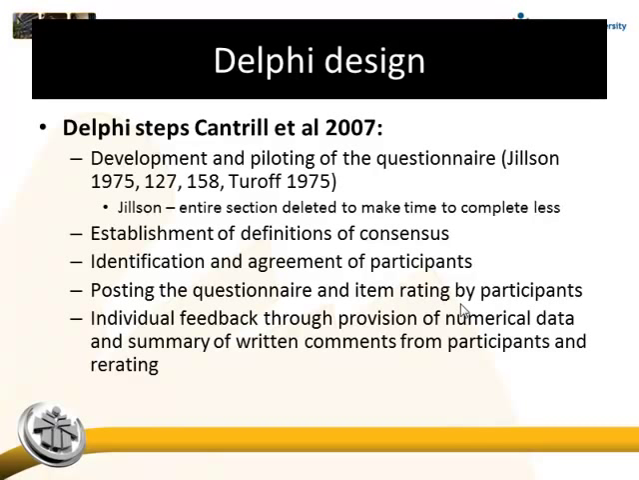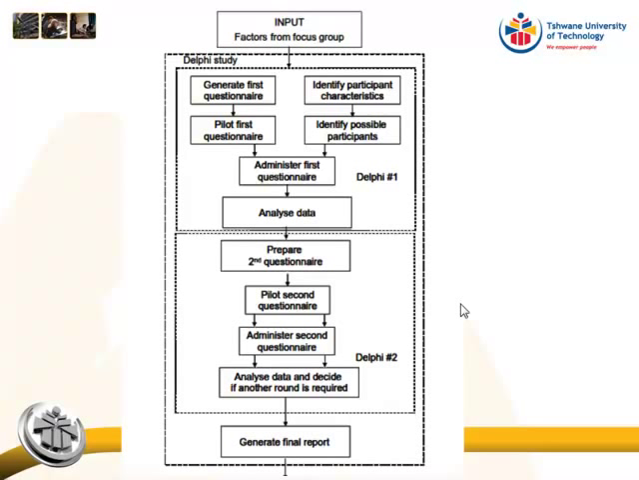So then you post the questionnaire. You send the questionnaire out to your respondents, and they then rate the items in your questionnaire. And then there's individual feedback through provision of numerical data and a summary of written comments from participants and re-rating. So the participants will give you information, and you will then take that information and summarize it, and in the second round you will send the respondent a report, and the report will say this is what the findings were from the first round. And the reason for that is that you want people to critically engage with the comments made by other people so that they might change their opinion, or they might strengthen their opinion to the opposite. Because that's what you're after. You're after engagement. So this is basically what a two-round Delphi would look like.